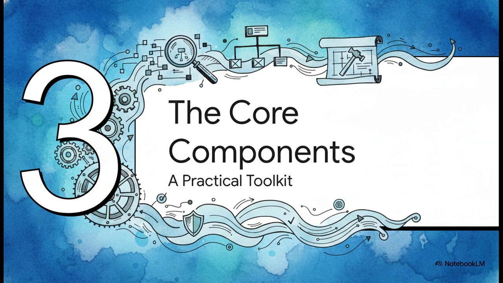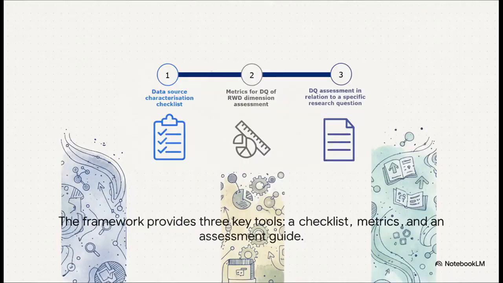Okay, so how do we actually manage all this complexity? This is where it gets really interesting. The EMA hasn't just given us a bunch of rules. They've given us a practical toolkit, and they've broken it down into three core components. So the whole framework really stands on these three pillars. It gives us a checklist, a set of quality metrics, and an assessment guide.